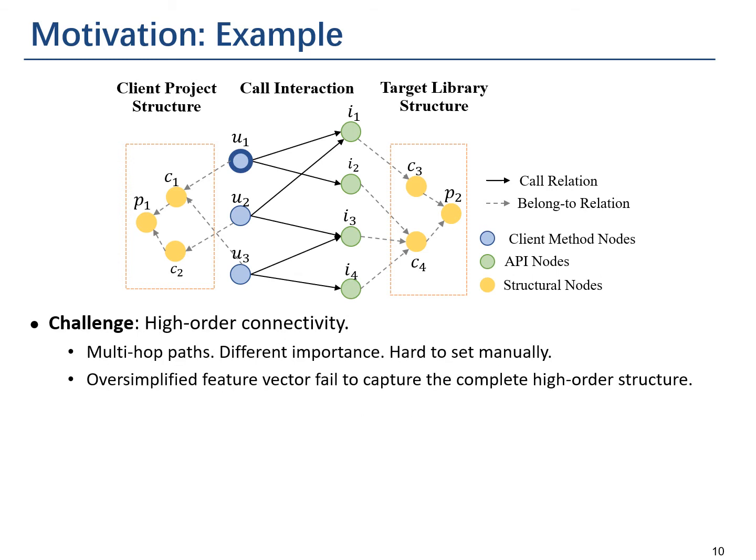Here we meet the challenge of high-order connectivity. There are many paths that are composed of multi-hop nodes, not just direct links. And these different kinds of paths have different importance. It's hard to set manually. If we use an oversimplified feature vector, it will fail to capture the complete high-order structure.